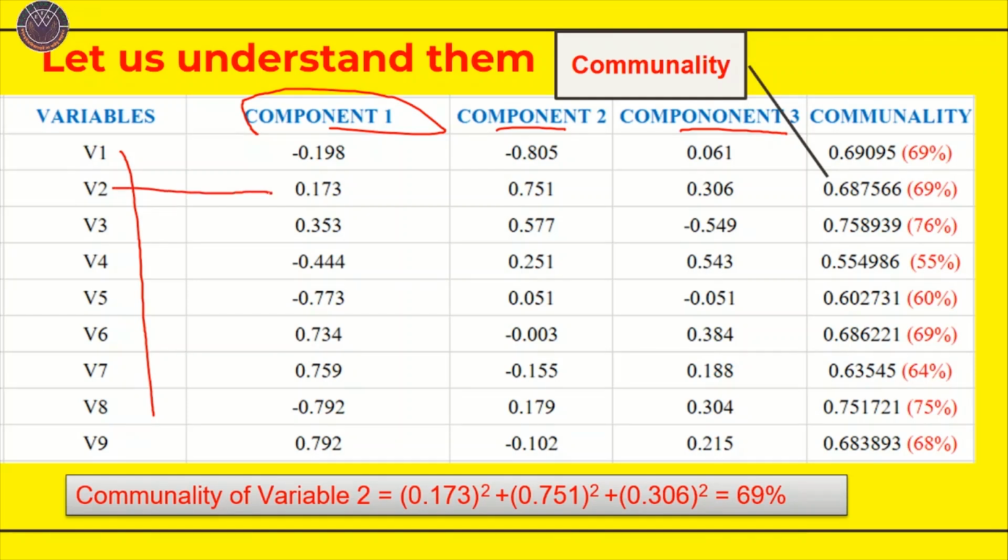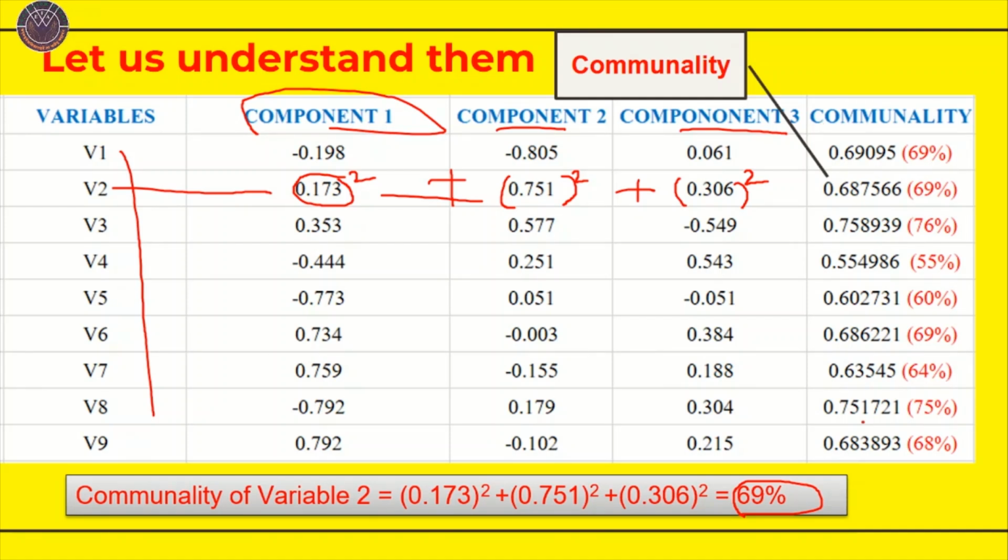And how did we get the communality of variable 2? For this variable, the communality will be the square of this term plus the square of this plus the square of this. If you square these three factor loadings and add them, you get the communality as 0.69, and in percentage it is represented here as 69%. So you can say that 69% of the variance in variable 2 is represented by, or can be determined by, these three factors.